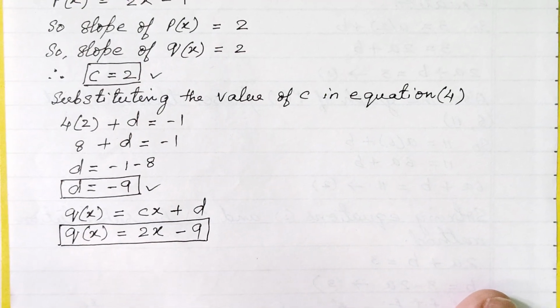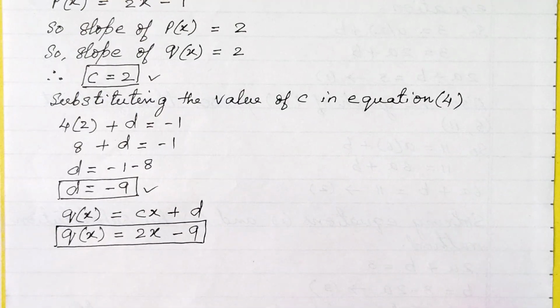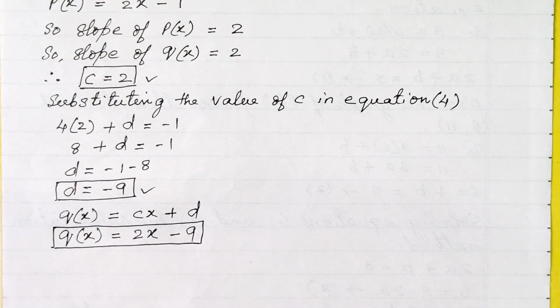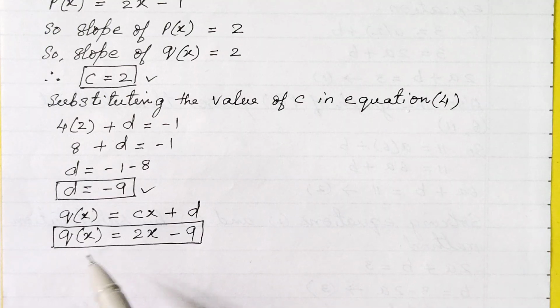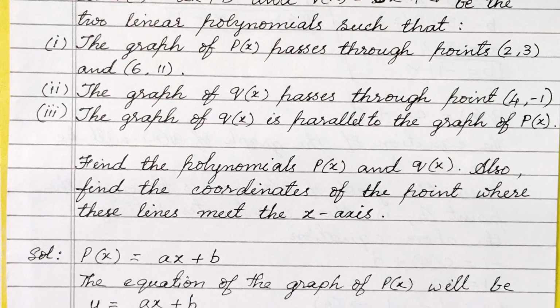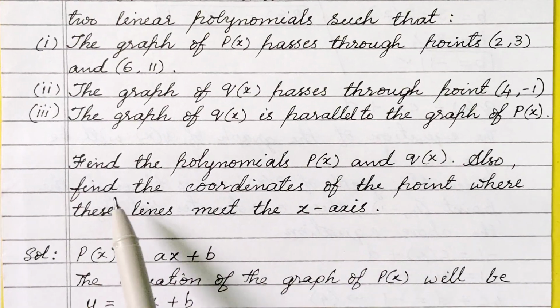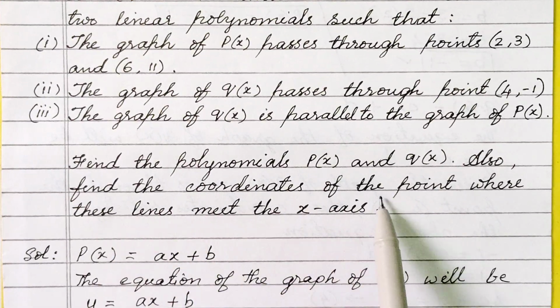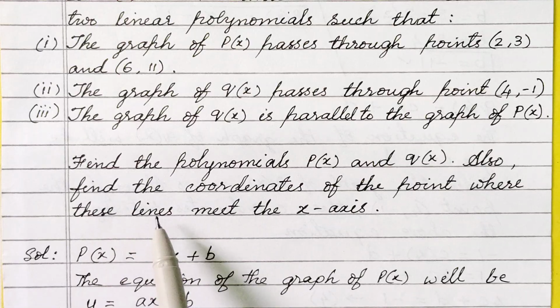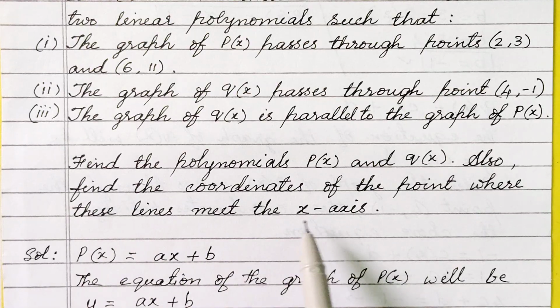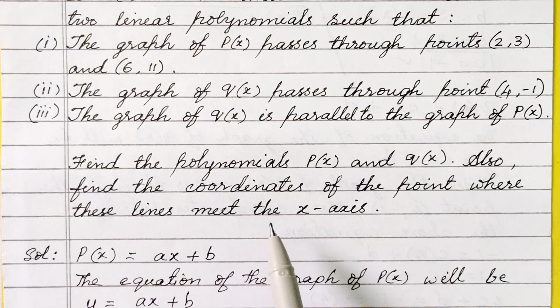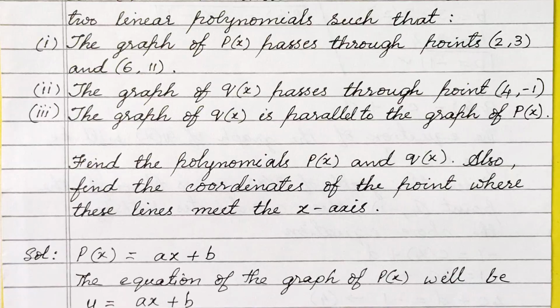Next we have to find out the coordinates of the points where the graphs of Px and Qx cut the x-axis. So we have to find the coordinates of the point where these lines meet the x-axis. So we have to find the coordinates of the point where the graphs of Px and Qx cut the x-axis.